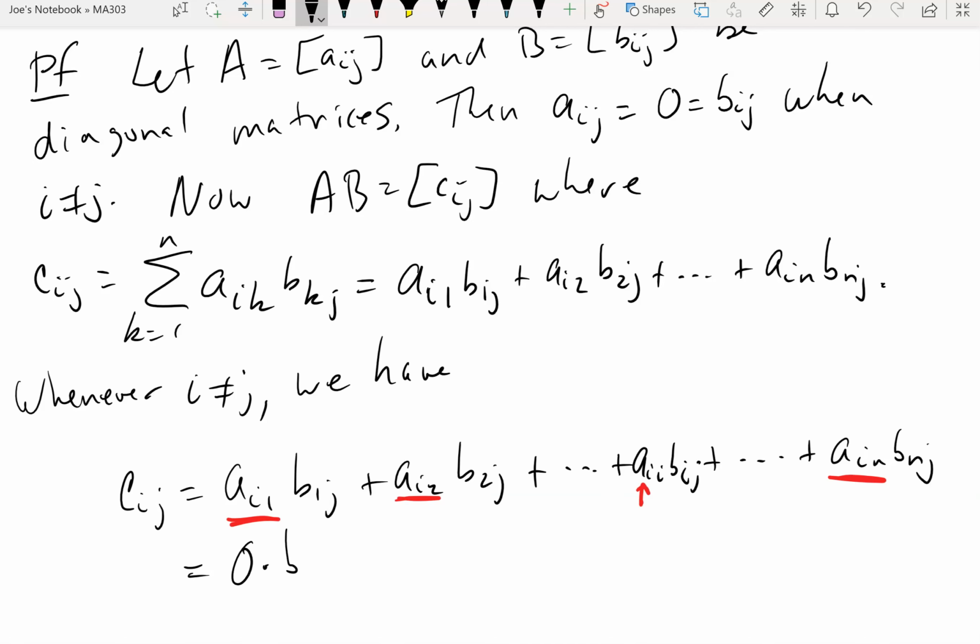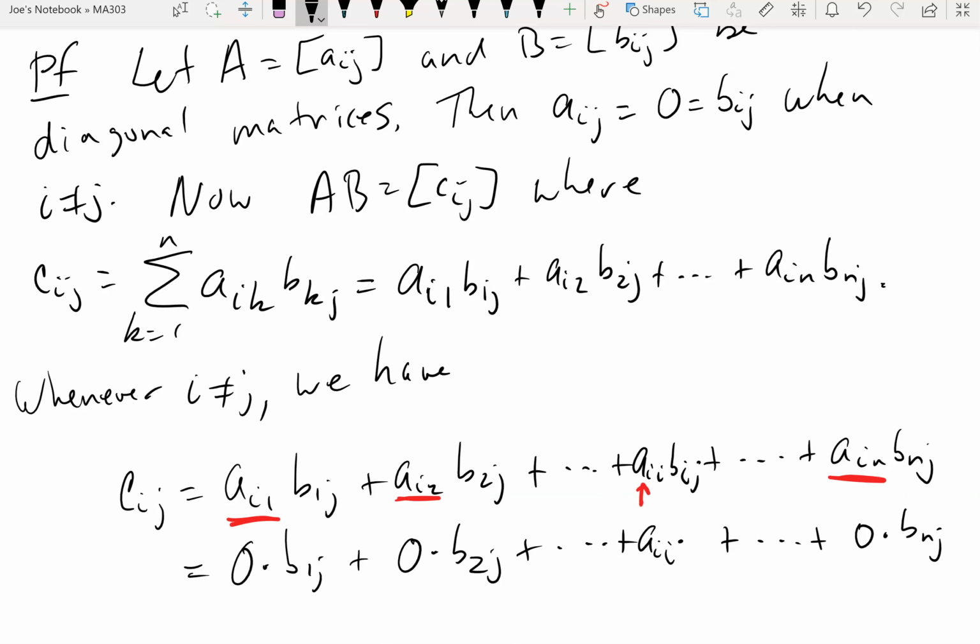So this is 0 times b sub 1j, 0 times b sub 2j. I don't know what a sub ii is, but then I get 0 times b sub nj. So I still left a gap here. I know all the rest of them are 0 though, correct? Without a doubt. All right. I still don't know, at this stage, that c sub ij is 0. And that's what we want to prove.